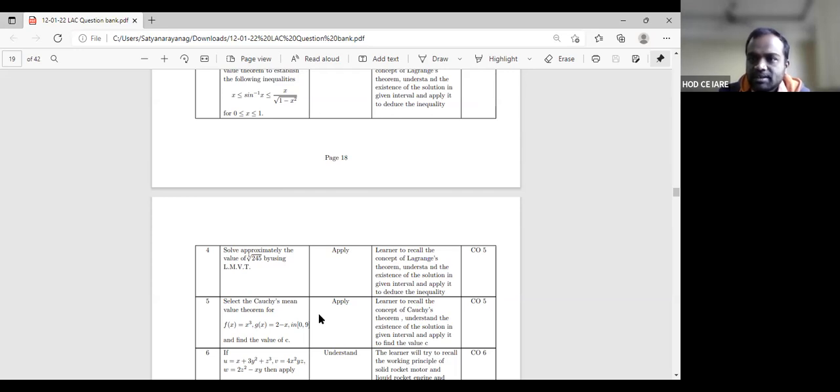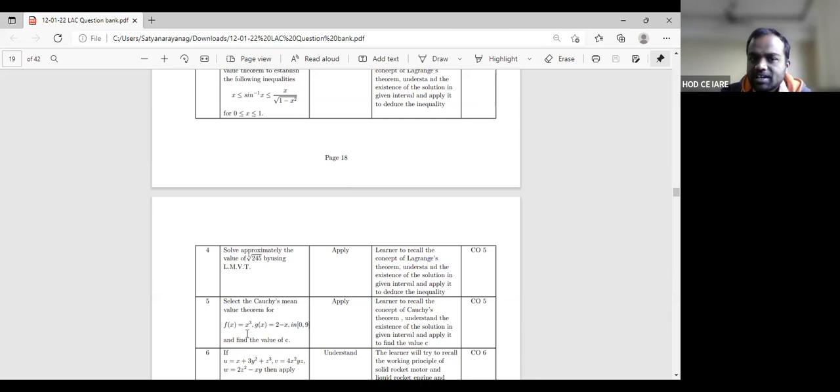According to Cauchy's mean value theorem verification, we then have at least one point c belonging to the open interval a comma b such that f dash of c by g dash of c is equal to f of b minus f of a by g of b minus g of a. So these conditions will be verified. So this is what we have to do.